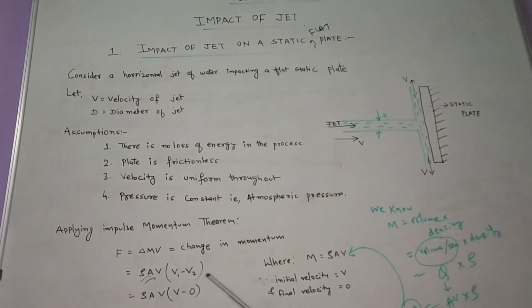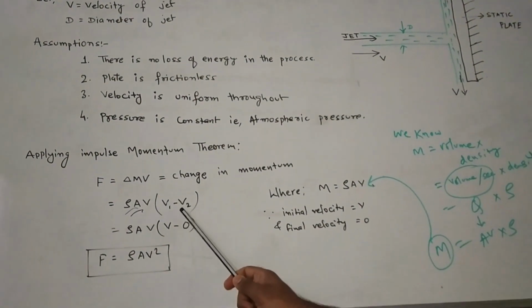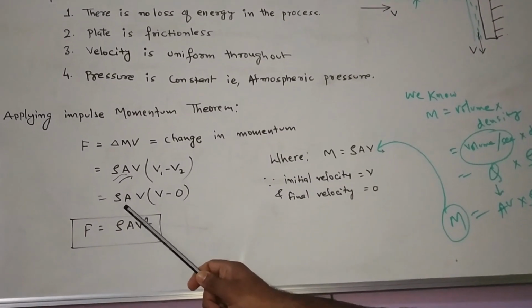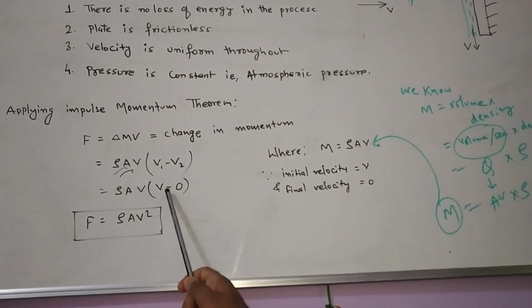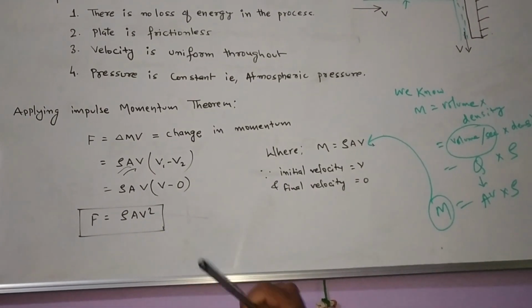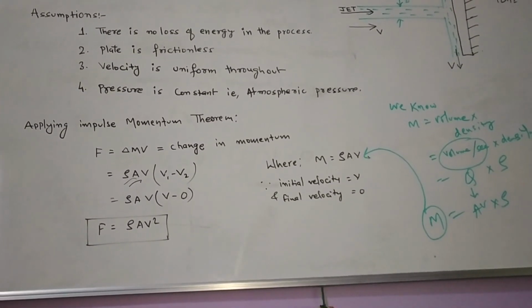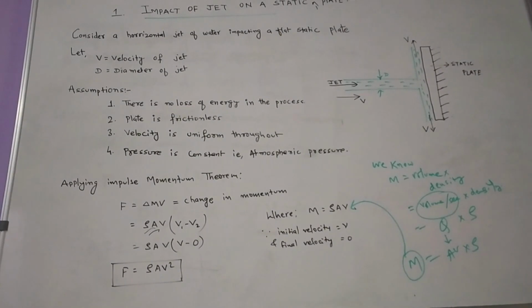So initial velocity is v and final velocity is 0. So here we can write v1 as v. It is initial velocity, and v2 is 0 because after the impact the velocity becomes 0 in that direction. So after that the force is calculated as F is equal to rho av square. So this is it.